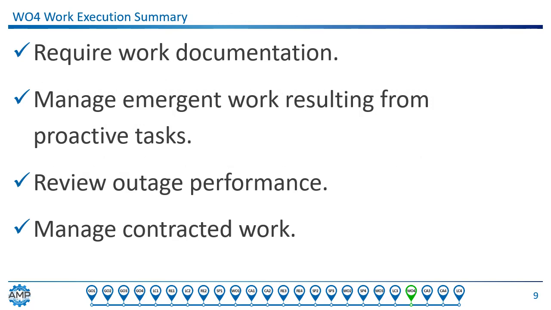In summary, key points to remember when you're implementing or improving work execution functions is to require work documentation, to manage emergent work resulting from proactive tasks, to review outage performance, and to consistently manage contracted work.